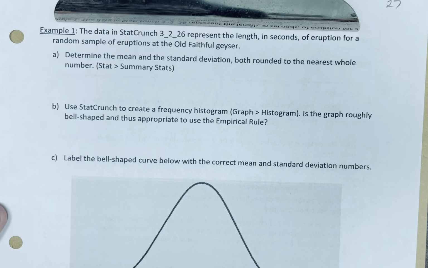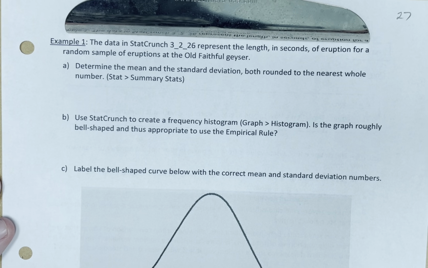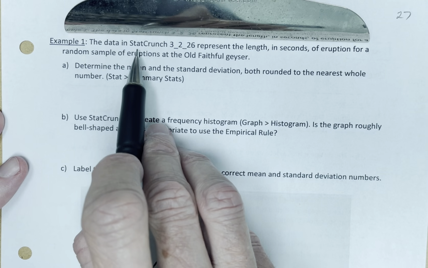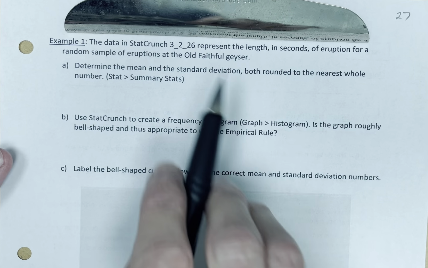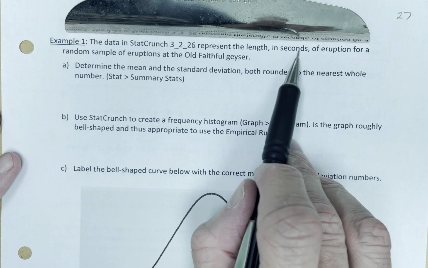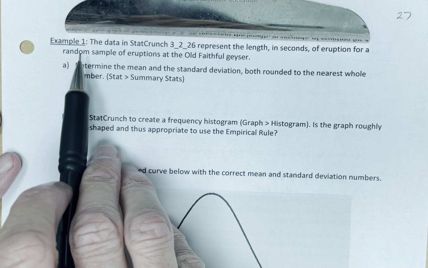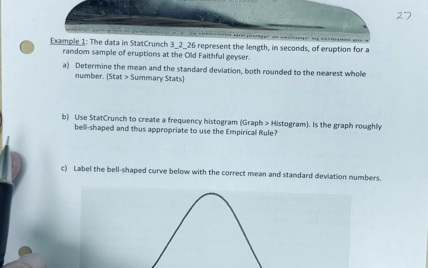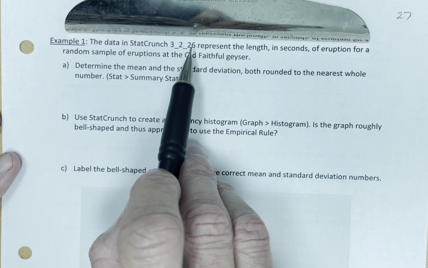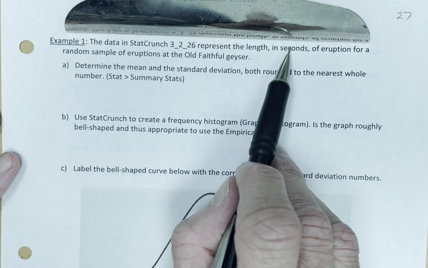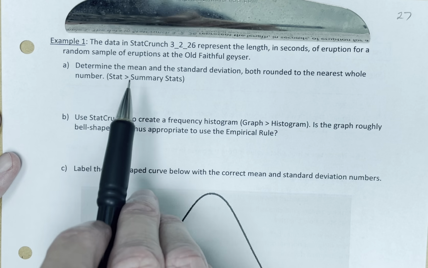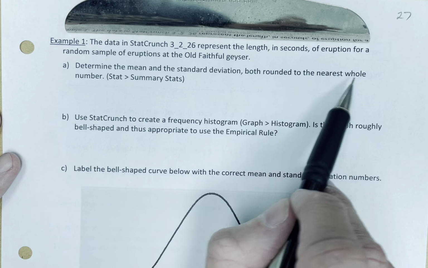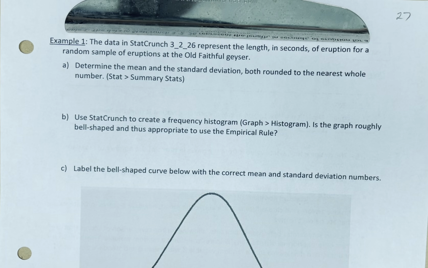Okay, let's see here. Example 1. We're gonna create a normal distribution. The data in StatCrunch represent the length in seconds of eruption for a random sample of eruptions at the Old Faithful geyser. What is the mean and the standard deviation, both rounded to the nearest whole number?